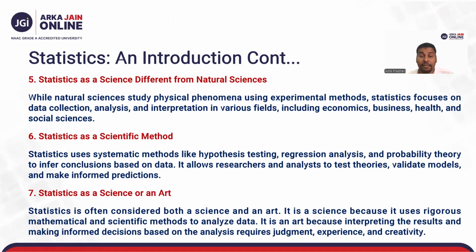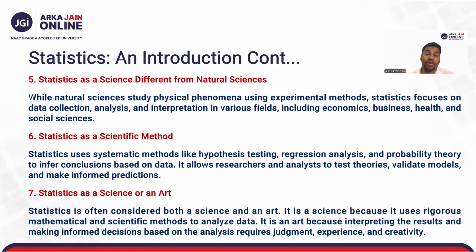Statistics as a scientific method. Statistics uses systematic methods like hypothesis testing, regression analysis, and probability theory to infer conclusions based on data. It allows researchers and analysts to test theories, validate models, and make informed predictions. So in many areas based on scientific methods, statistics is useful.